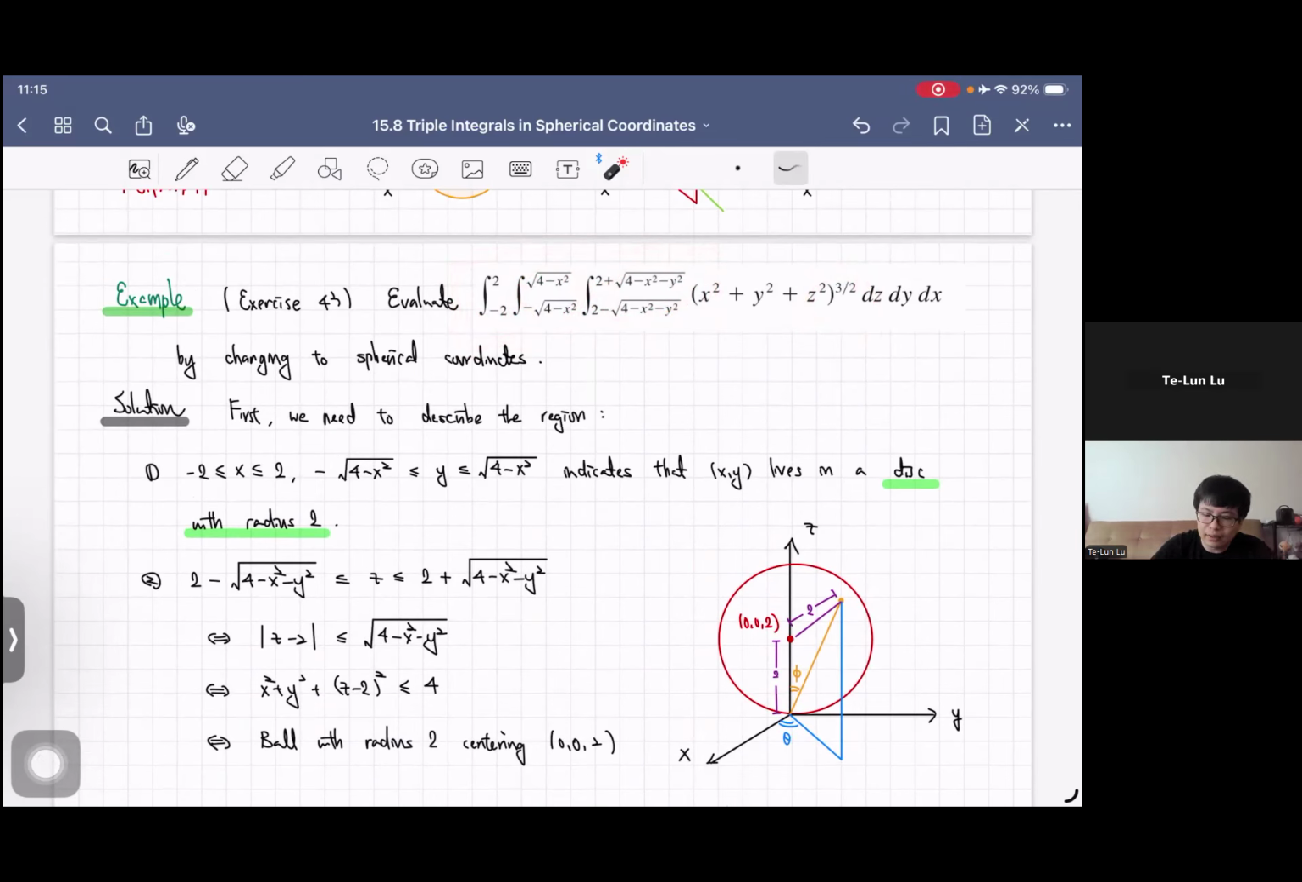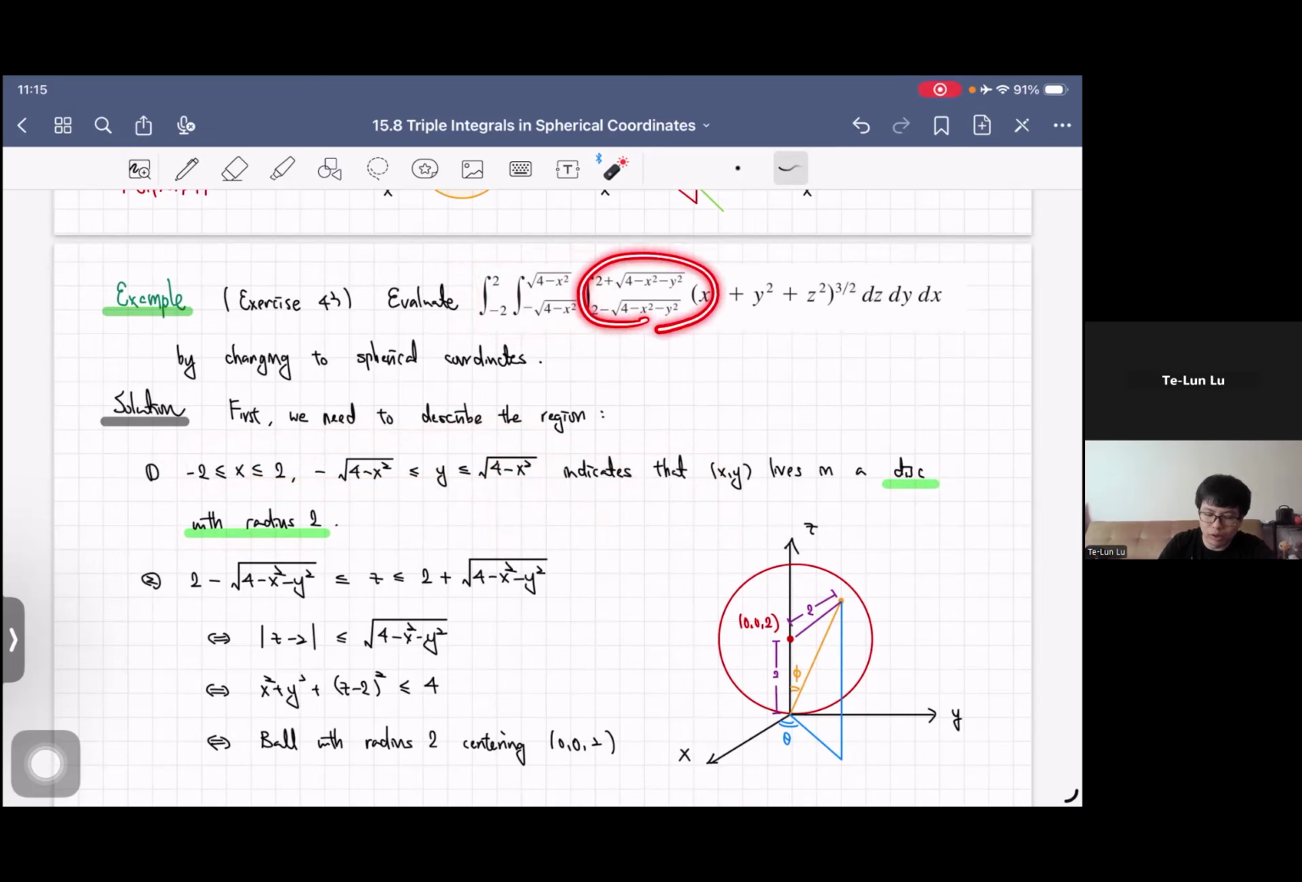So basically, you see that in the first two bounds, x goes from -2 to 2, and y goes from minus to plus the square root of 4 minus x squared. This basically tells us that you are dealing with the region x squared plus y squared less than or equal to 4, right? A disk of radius 2, right? So that is why I have written it down here. You should be familiar with this kind of notation here. When you see this, you immediately know that, okay, we're dealing with a disk.